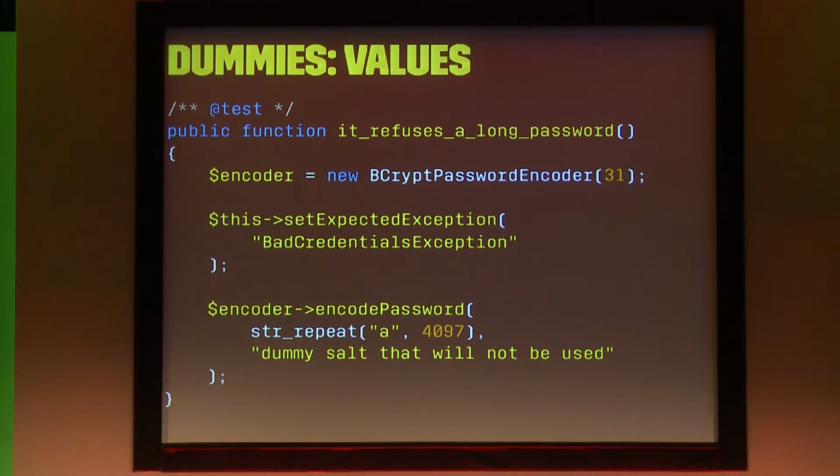Now here I've used a very expressive dummy salt that will not be used. It makes it quite clear in the test that it's there, but it's not going to be used. We call this a self-describing value in testing. It's a good habit to have for all testing, not just when you're using a dummy.